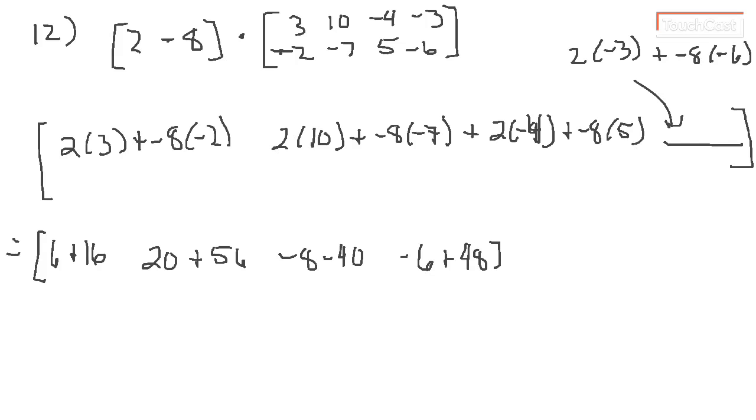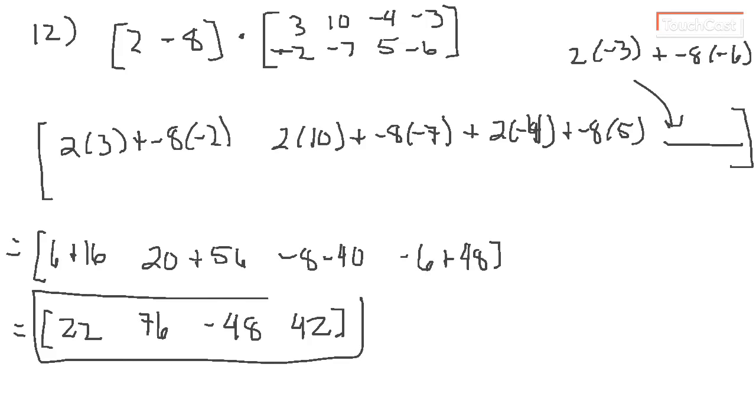Now we can do the addition. 6 and 16, that's going to give us 22. 20 and 56 is going to give us 76. -8 minus 40 is going to give us -48. And -6 plus 48 is going to give us 42. And we're done with example 12.